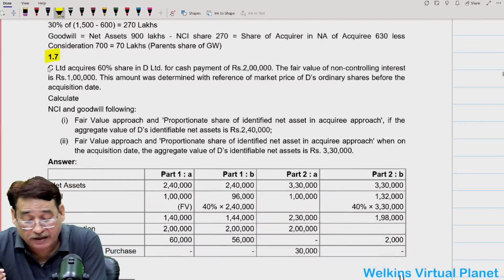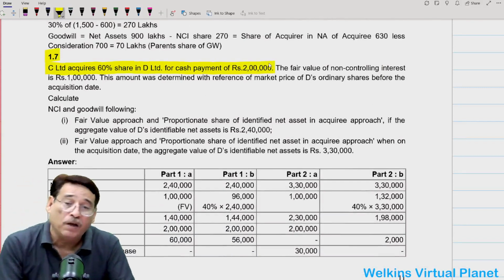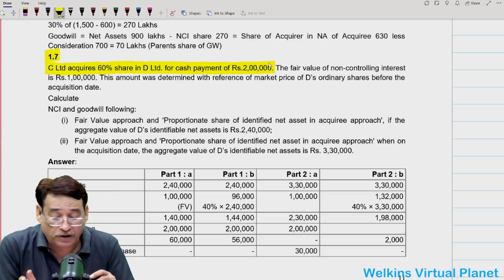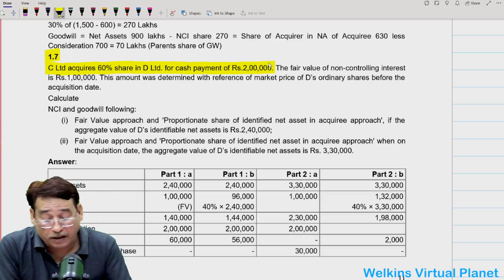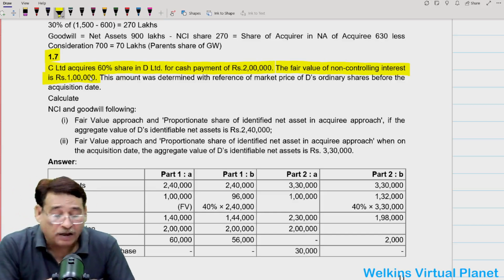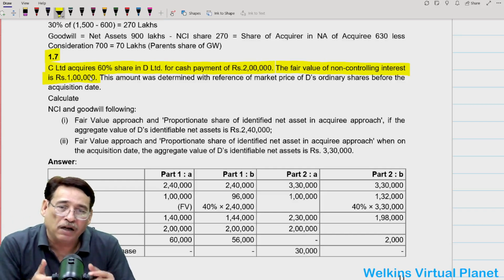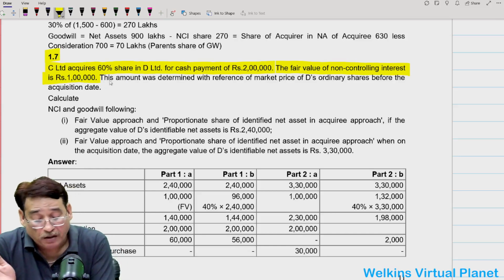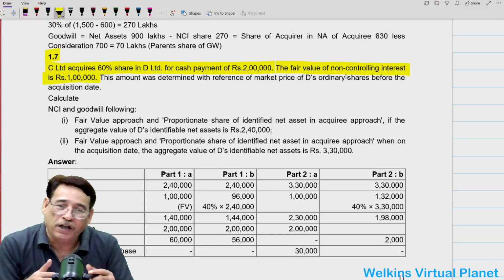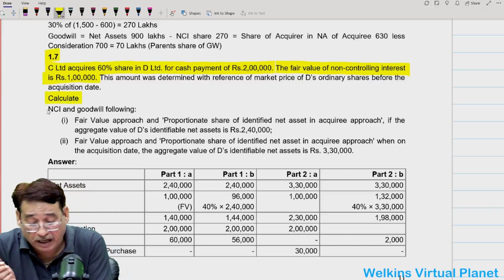Question 1.7 states that C Limited acquired 60% shares in D Limited for a cash payment of 2 lakh. Further, the question says that the fair value of non-controlling interest is 1 lakh, correct? And in this question, it is given to you that the fair value of non-controlling interest is 2 lakh. It is already given to you in the question. Further, the question says that the amount was determined with respect to the market price of D share. Obviously, when we determine the NCI share, we take into account the fair value of the share, no doubt about that. Calculate NCI and goodwill.